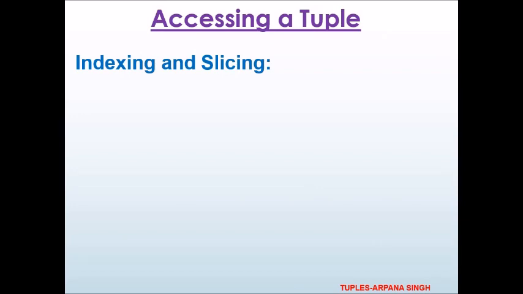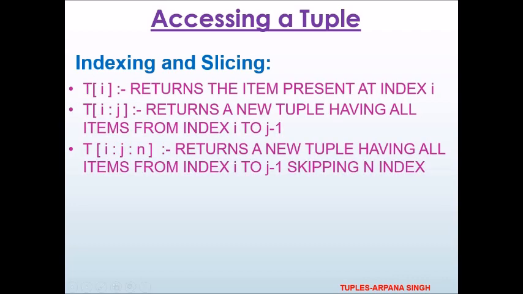Indexing and slicing is also the same as in string and list. If you write only one index within square brackets, it will return only one element. If you write two integers separated by a colon, then it will begin from the first integer value, that is i, and go up till j minus 1 index. It will return a tuple having elements from index i to index j minus 1.